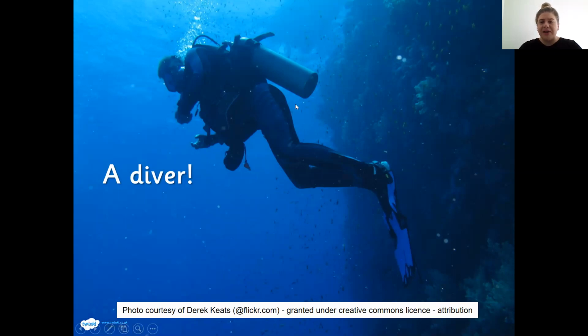And because people can't breathe underwater, he's actually using this tank here, and he's got a mask on his face. And inside the tank is something called oxygen, and the oxygen is helping him breathe while he's underwater. Because if he was underwater for too long without any oxygen, any air, then he wouldn't be able to survive.